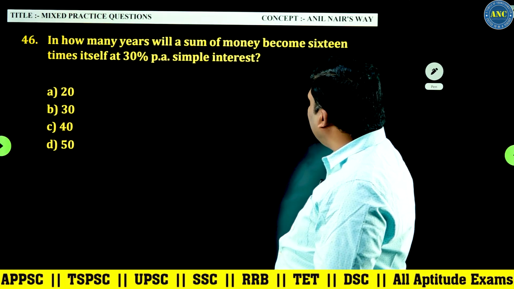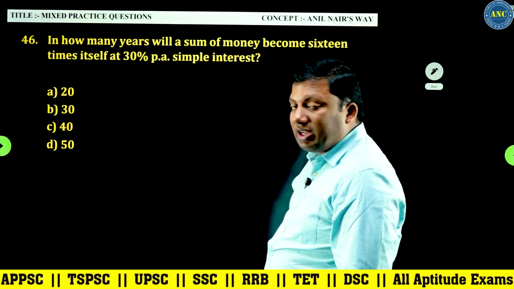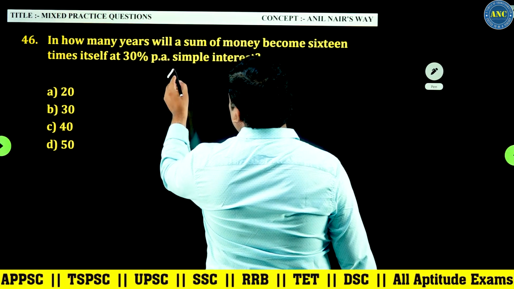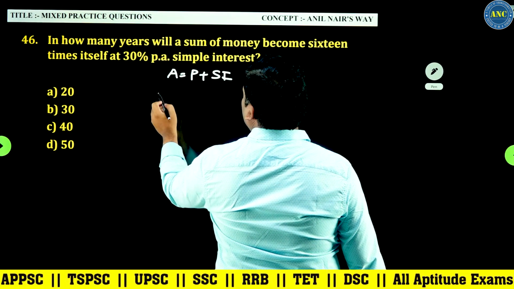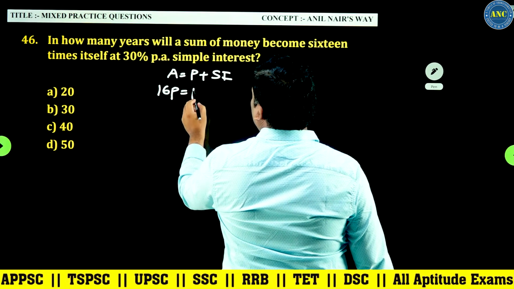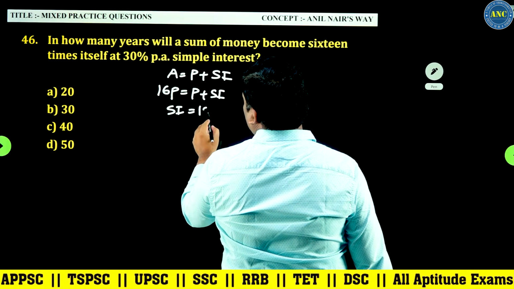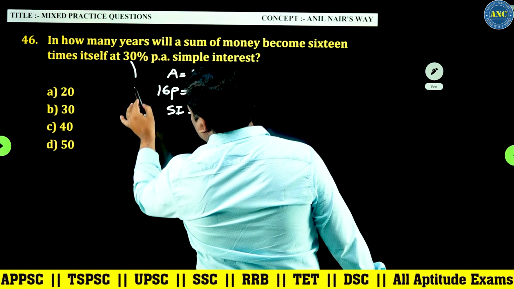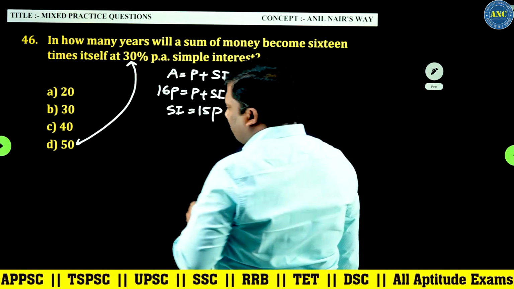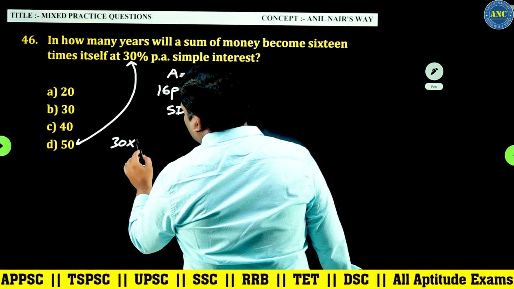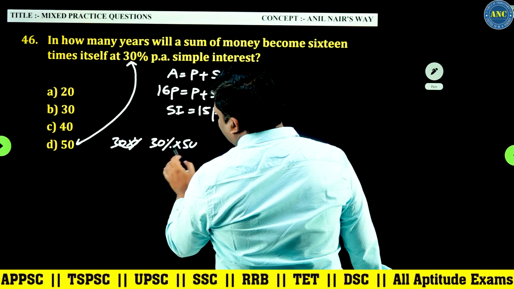In how many years does a sum of money become 16 times? 16 times means the amount is becoming principal plus SI. 16P is P plus SI. So SI will be 15 times. Where am I getting 15 times? 30% per annum. 50 years means 30 into 50, 30% into 50 years, which is 15 times.